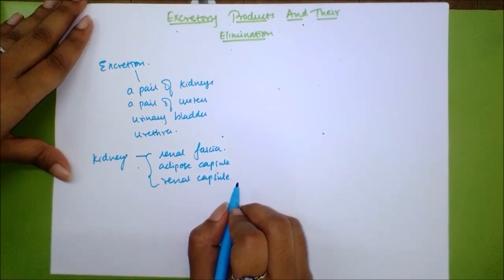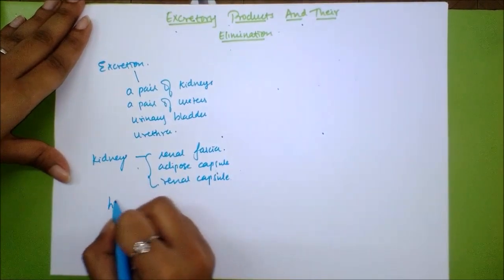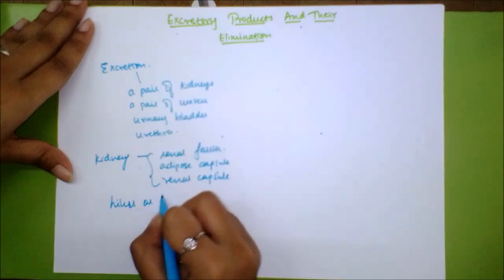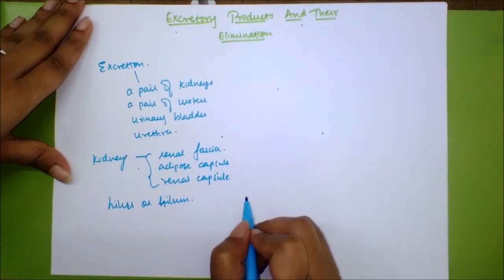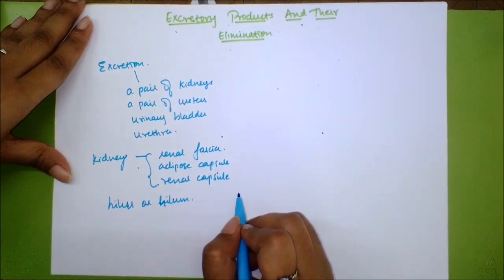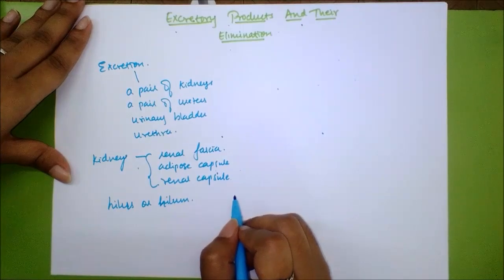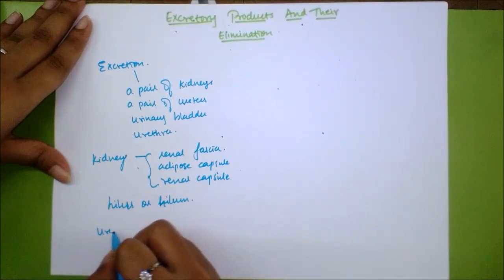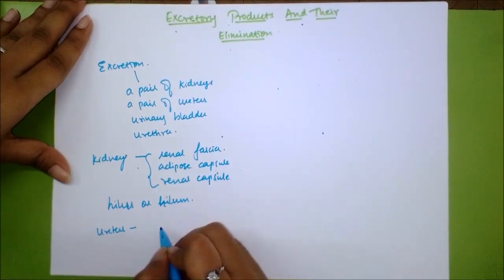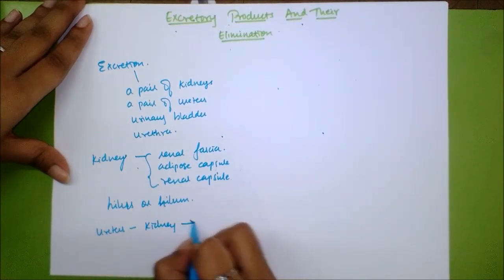Towards the center of the inner concave surface of the kidney is a notch called the hilus or hilum. Blood vessels, lymph vessels, nerves and ureters enter or leave the kidney through the hilus. Ureters carry urine from the kidney to the urinary bladder.